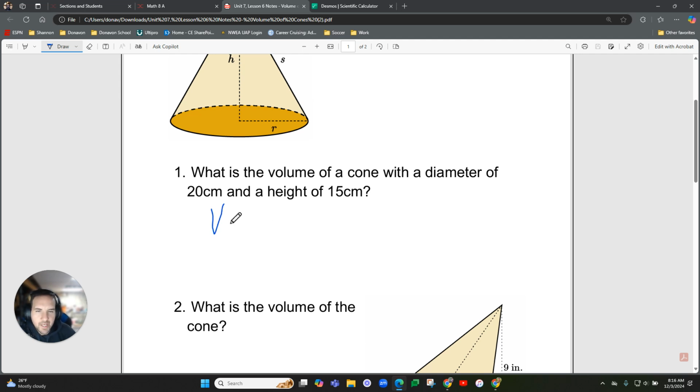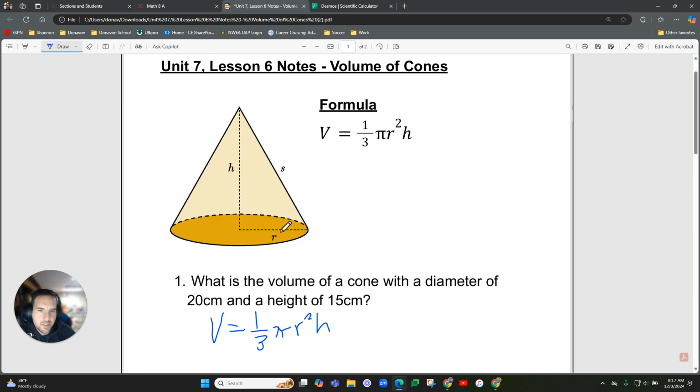Okay. So volume of a cone with a diameter of 20 centimeters and height 15 centimeters. So the formula again is volume equals 1/3 times pi r squared times the height. So r, of course, is the radius, h is the height. So you can see that here. Here's the radius, here's the height. Now this is the slant height, but we don't need that for the volume of a cone. That's unnecessary. We don't need it. We only need the height and the radius.